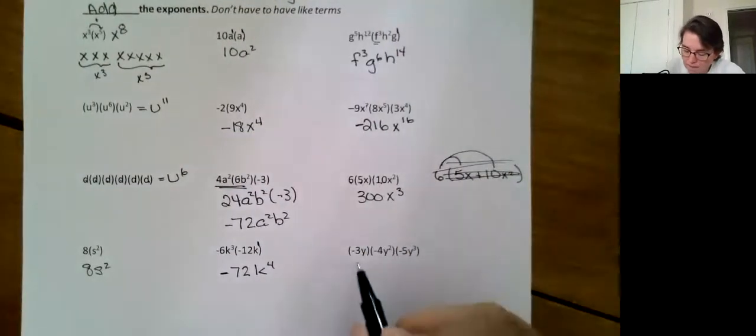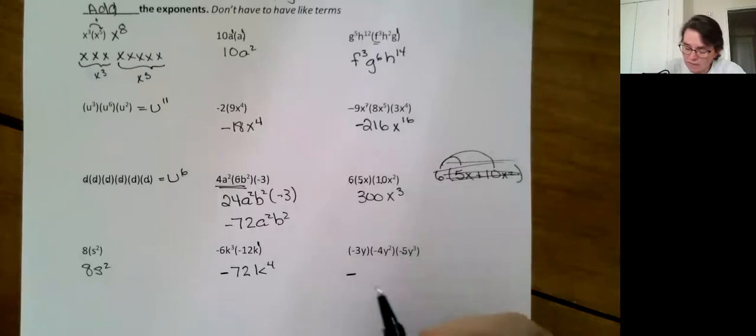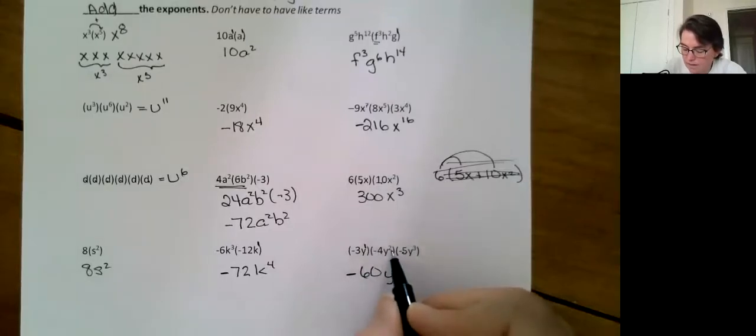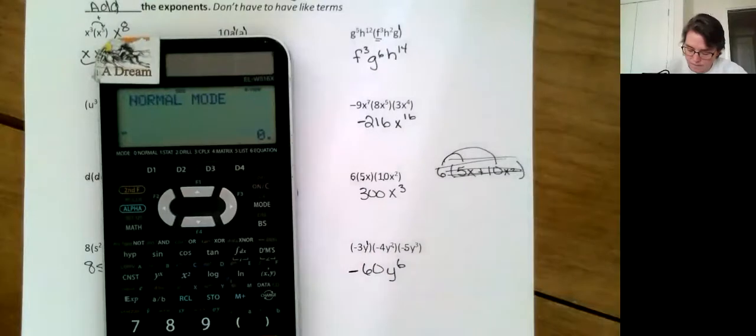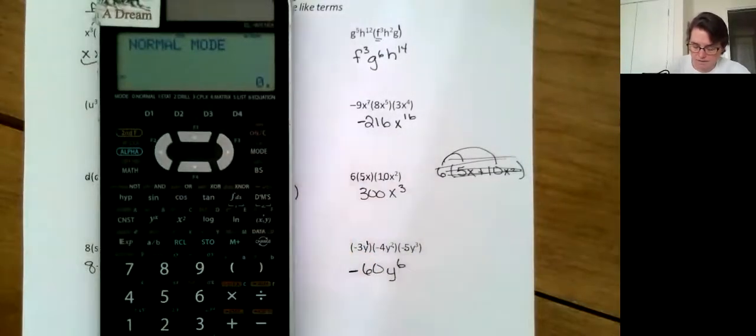Last one, negative times a negative times a negative. Okay, so it's negative. 3 times 4 is 12 times 5 is going to be 60 y. There's a 1 there, and plus 2 is 3, and 3 more is 6. Now, make sure I'm okay. Minus 3 times minus 4 times minus 5 is minus 60.